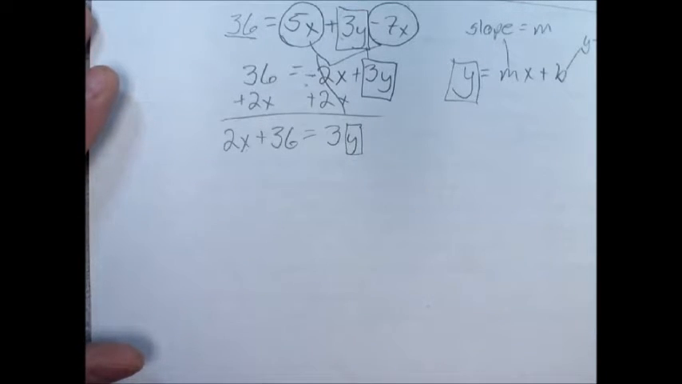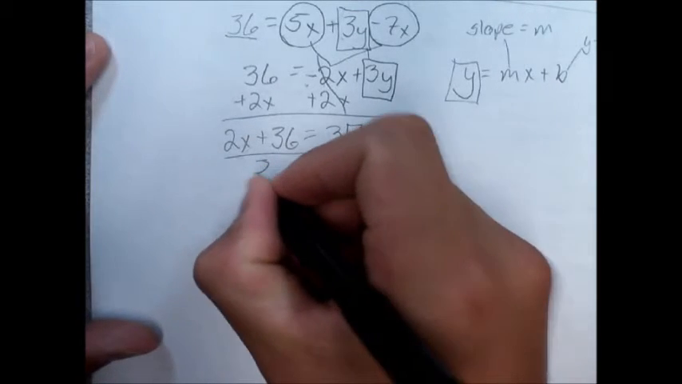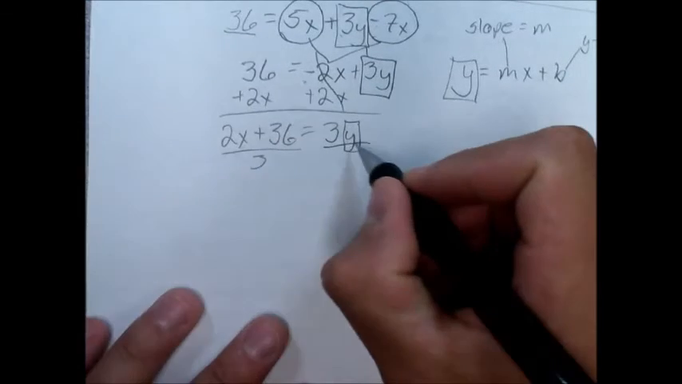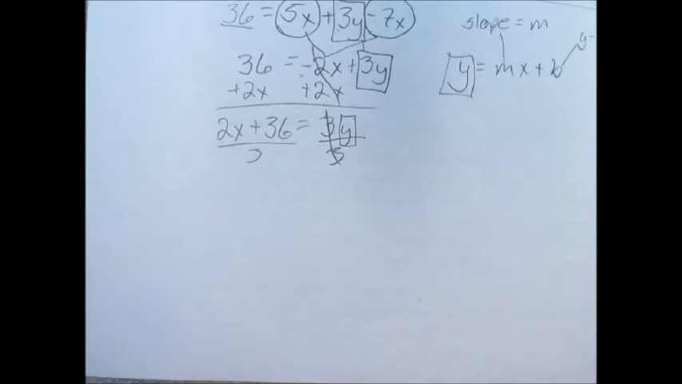How do I get rid of multiplication? Division, so I must divide. What I do to one side, I must do to the other. What am I dividing by? 3. If I move the y, then it doesn't do me any good. I've got to get rid of just the 3, right? I need to keep my y right there. So I'm going to divide by 3. I got rid of that 3 right there.